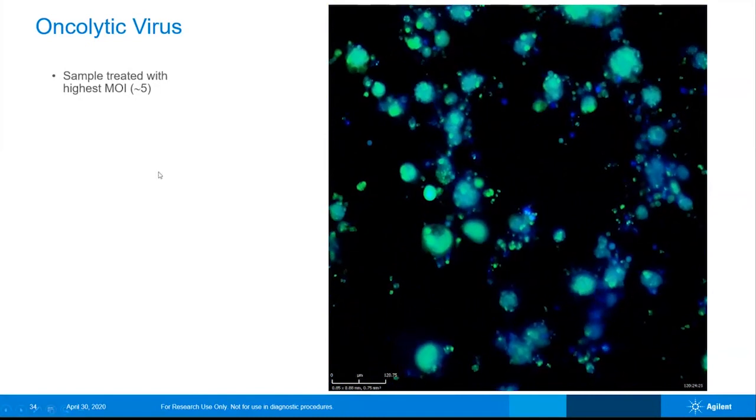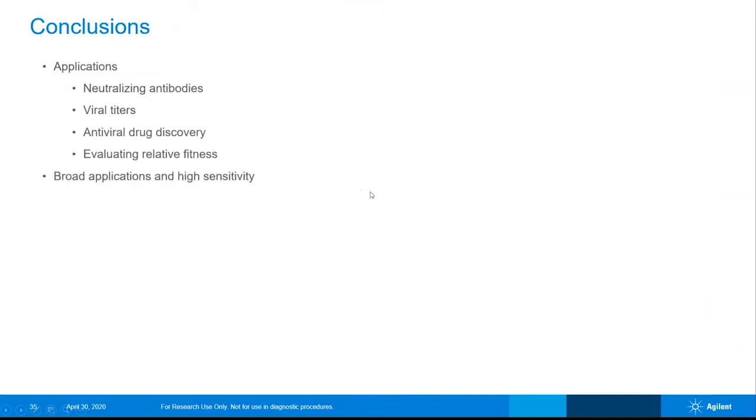I'd now like to draw some conclusions, and this will include key points from the entire talk, but also I'll give some summary points relating to the combination of impedance with imaging in the eSight instrument. So we've looked at 4 different applications, including neutralizing antibodies, determination of viral titers, antiviral drug discovery, and evaluating the relative fitness of different virus strains. So very clearly there's a broad applicability of the impedance-based assay and also very high sensitivity.